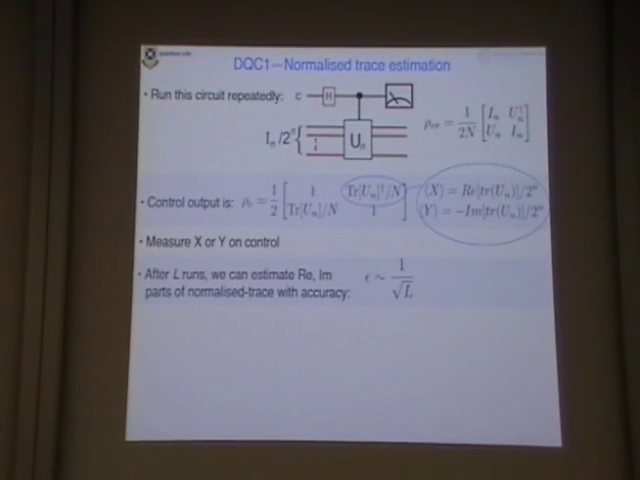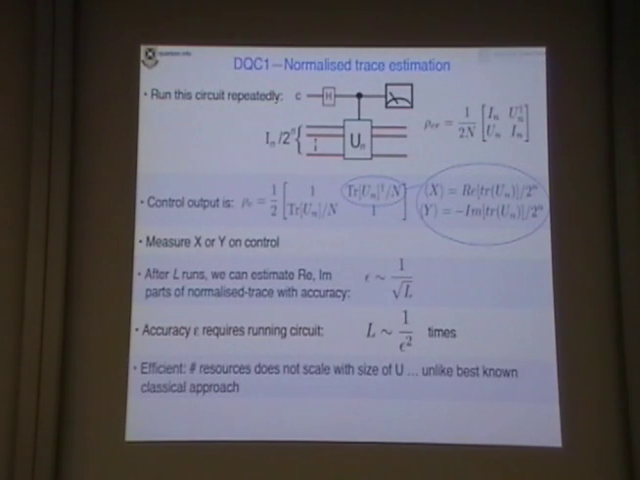And after you've run it L times, you now know the trace to an accuracy of 1 on root L. Or put it another way, if you want an accuracy of epsilon, you have to run the circuit 1 on epsilon squared times, and that doesn't increase with the size of the unitary. That just goes quadratically with the number of times you want to run it.